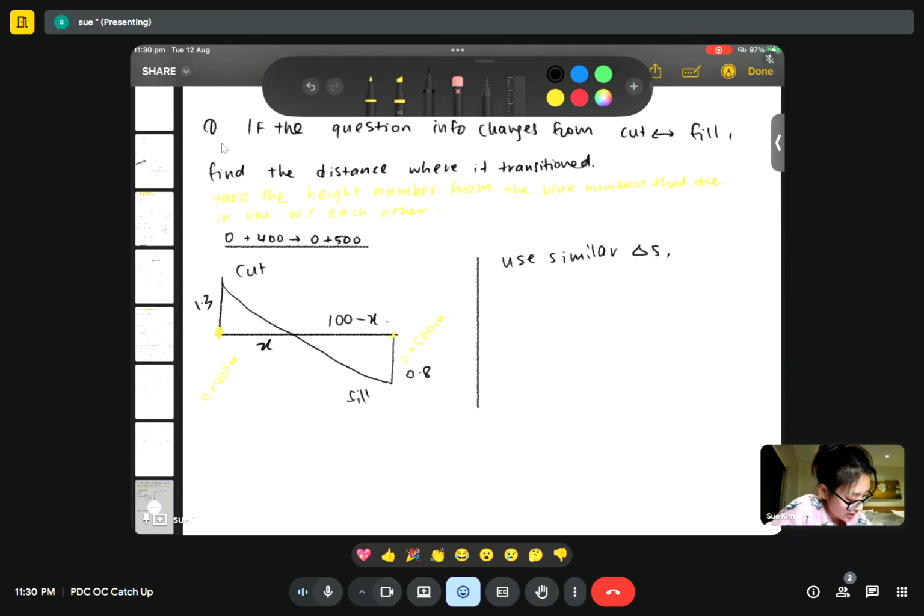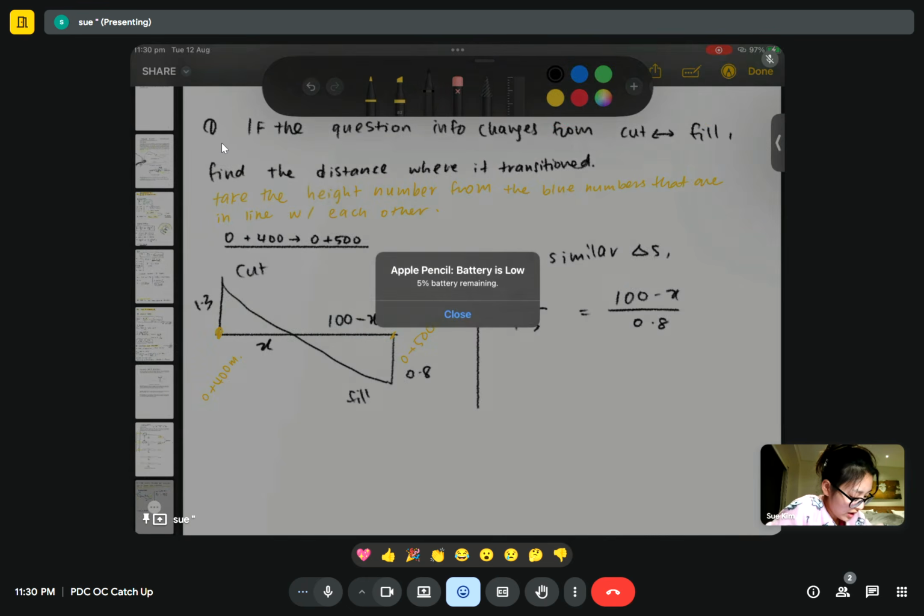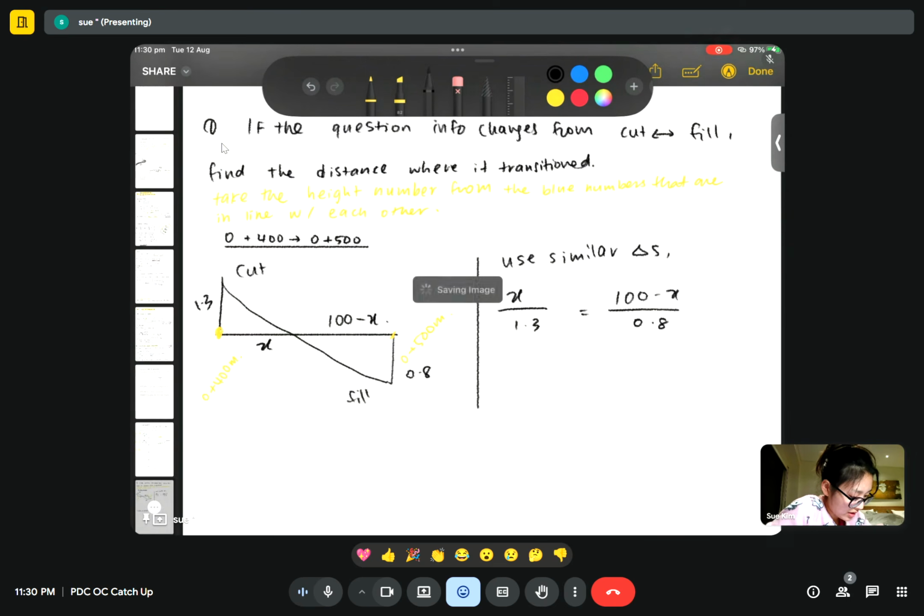So all you have to do is x over 1.3 equals 100 minus x over 0.8, kind of using the ones that are adjacent to each other. And then basically if you solve this, you should get x equals 61 meters. So that means the cut stops somewhere 61 meters along.